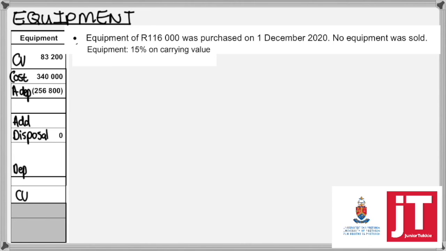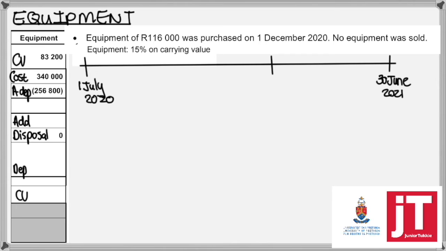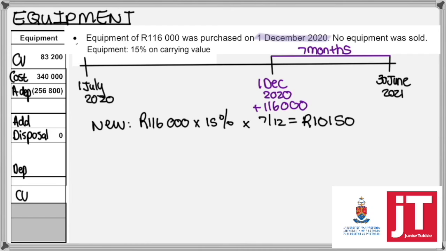So now, with equipment, remember your checklist. We always calculate depreciation on that which we sold plus the new plus the remaining. So if I have a look at my timeline, the accounting period ends 30 June 2021. It means it starts the 1st of July 2020. On the 1st of December, a new asset was purchased, equipment for 116,000. So to calculate the depreciation on the new, it's always from the day we purchase it until the end of the accounting period, and that equals 7 months.